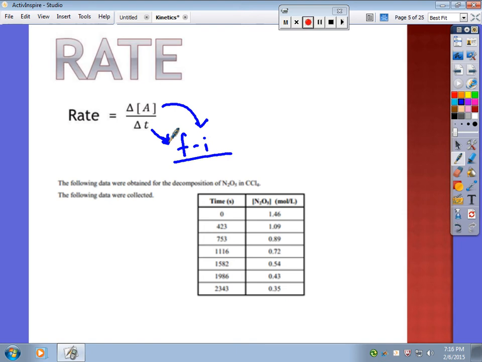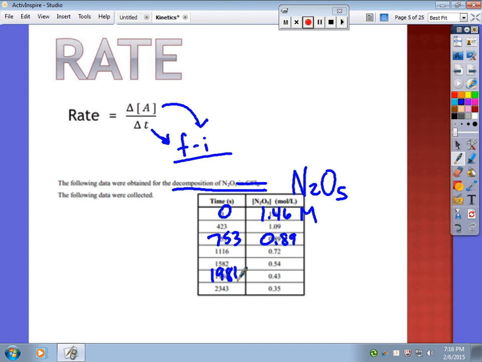So if you look at this right here, and I know it's blurry, sorry, the decomposition of N2O5, okay, and forget the other compound, but this N2O5 is disappearing. How do I know that? At time 0, I have 1.46. I'll write it in for you since you can't see it. At 753 seconds, I have 0.89. And at 1986, I have 0.43. What's going on, molarity-wise? It's decreasing. That tells you that when you start at 0, this is a reactant. It is reacting, and the key word here is it's disappearing.